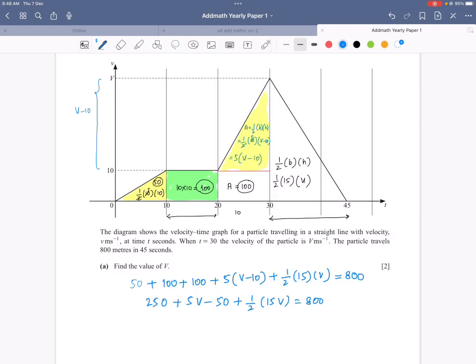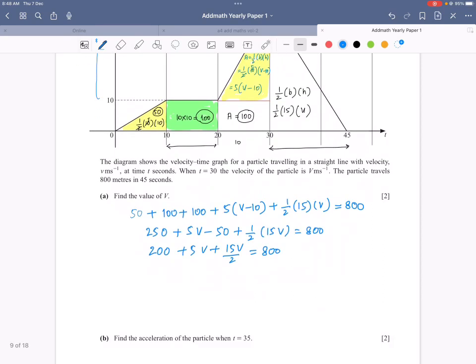So 5v, 250 minus 50, it's 200. 200 plus 5v plus 15v over 2 is equal to 800. When you shift 200 to the right side, it will be 600. And we can take LCM here, that will be 10v plus 15v, 2 times 600, it will be 1200. It will be 10 plus 15, 25v.